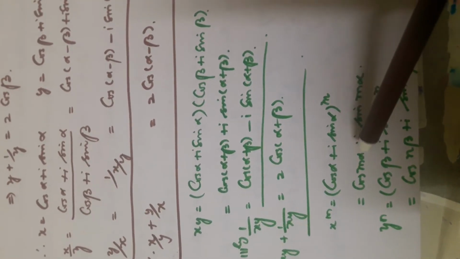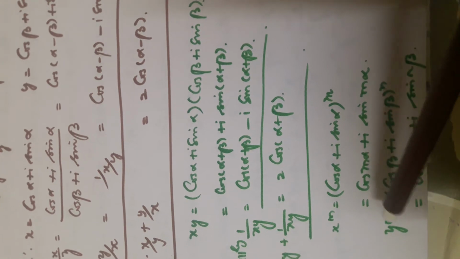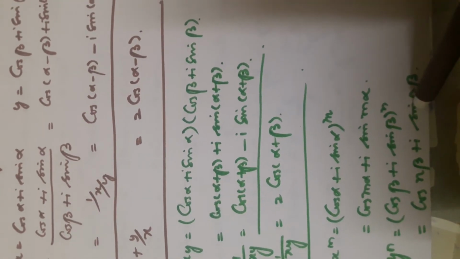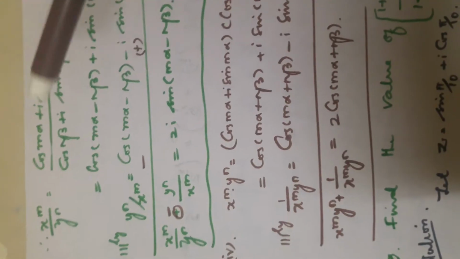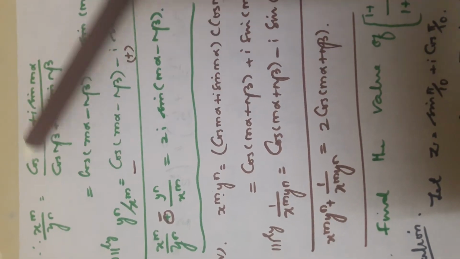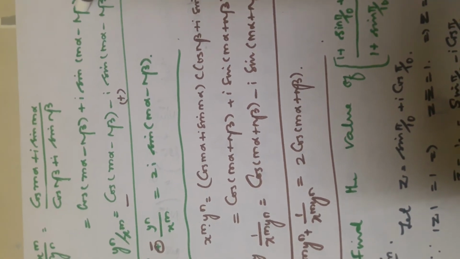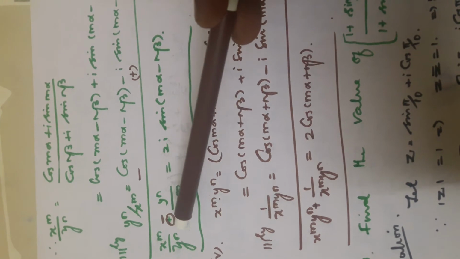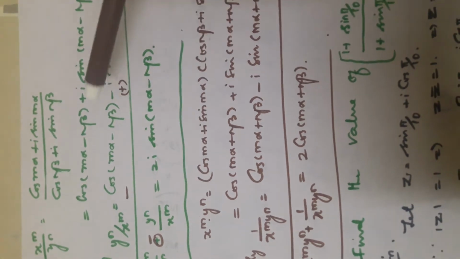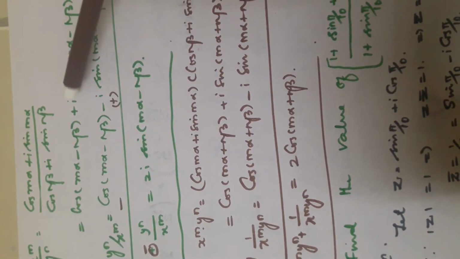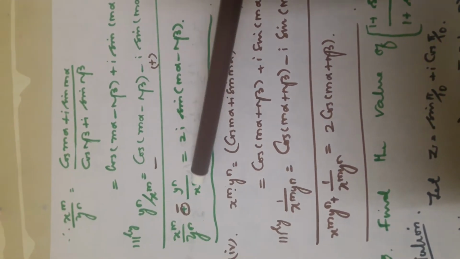x^m equal to cos mα plus i sin mα, the power we are bringing inside. So similarly y^n equal to cos nβ plus i sin nβ. Okay, so we found out both the values. Therefore x^m by y^n, as usual division, becomes cos(mα minus nβ) plus i sin(mα minus nβ). So subtraction here: x^m by y^n minus y^n by x^m. The plus and minus cos cancelled. So plus i, it is 2i sin(mα minus nβ). That is your third one.